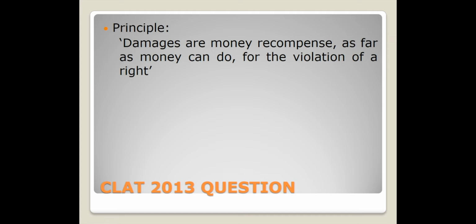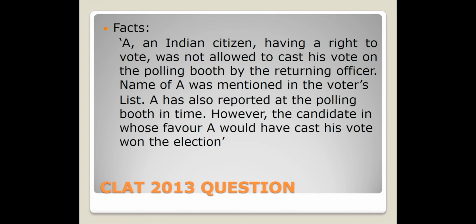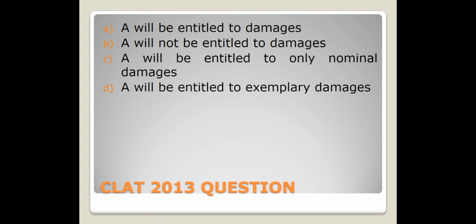Now this is another question from CLAT 2013. Principle: damages are money recompense as far as money can do for the violation of a right. Facts: an Indian citizen having the right to vote was not allowed to cast his vote on the polling booth by the returning officer. The name of A was mentioned in the voters list. A has also reported at the polling booth in time. However, the candidate in whose favor A would have cast his vote won the election anyways. So will A be entitled to damages?